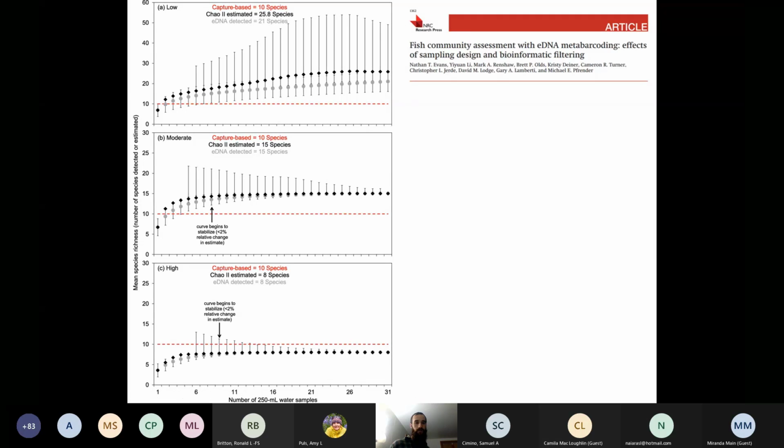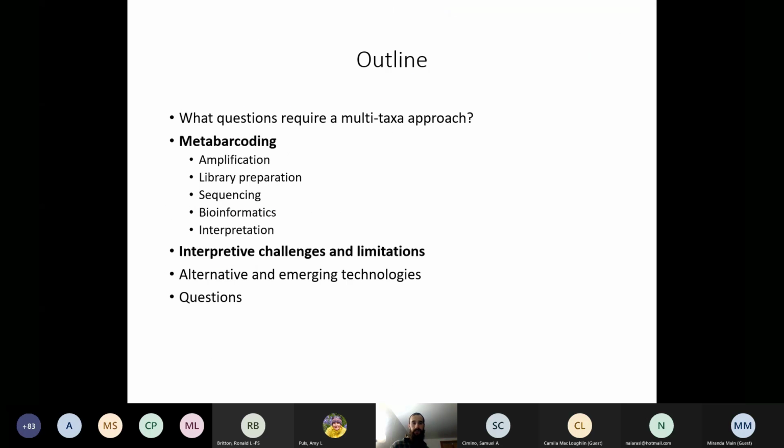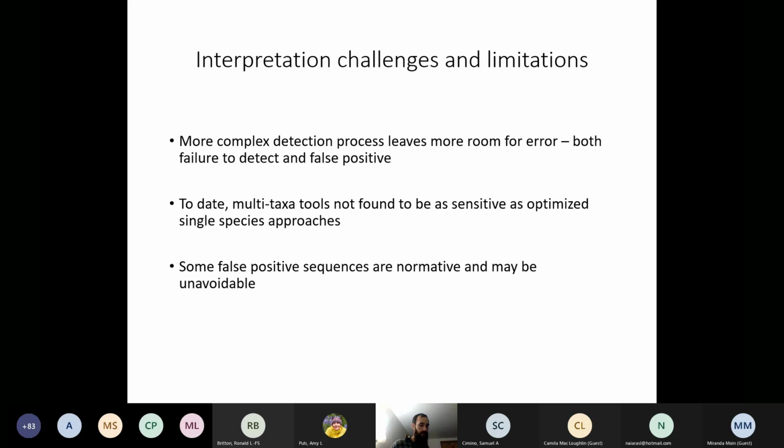So this is something to think carefully through. Think about what your relative tolerance is for false positive and false negative results. All right, so more broadly, if we think about interpretation with multi-taxa approaches, even beyond metabarcoding, multi-taxa approaches tend to have a more complex detection process than single species approaches, and so this is going to leave more room for error, both false negative and false positive results. So failure to detect species that are actually present and false positive results.